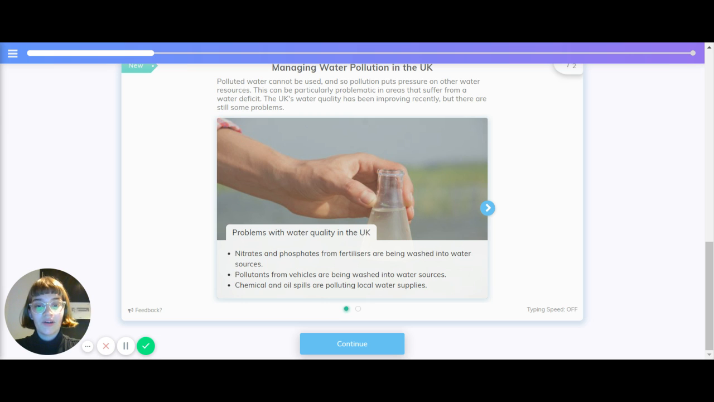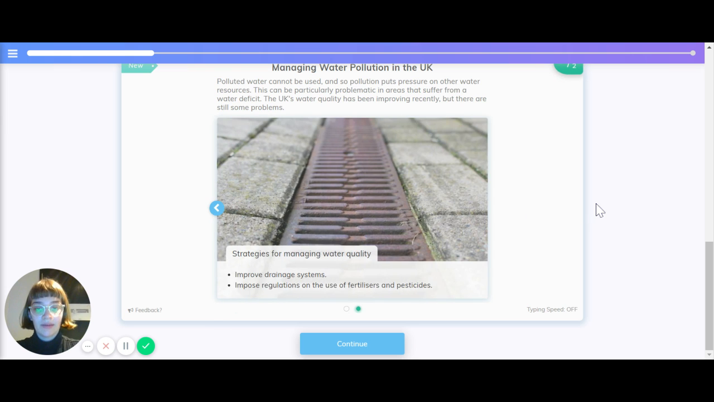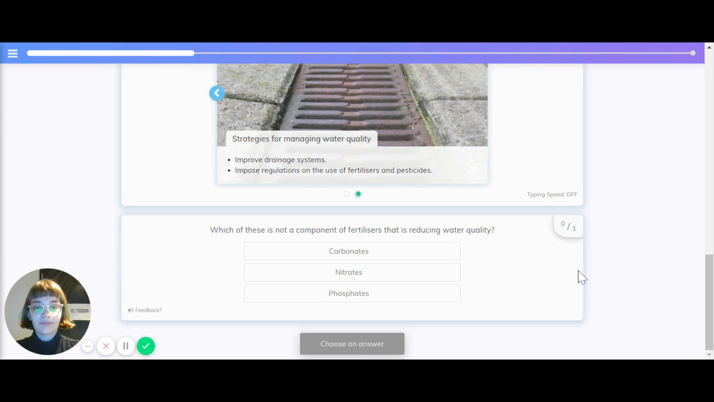The current problems are nitrates and phosphates from fertilizers, which are being washed into river sources, pollutants from vehicles being washed into water sources, and chemical and oil spills polluting local water supplies. There are strategies to manage water quality, which are improved drainage systems and regulations on the use of fertilizers and pesticides.